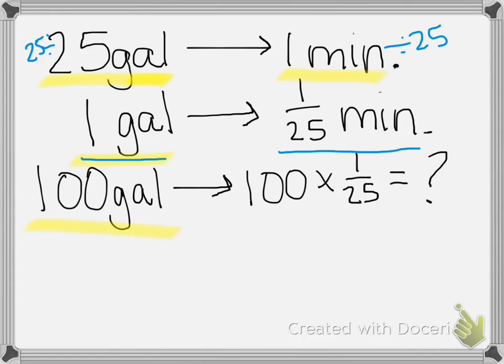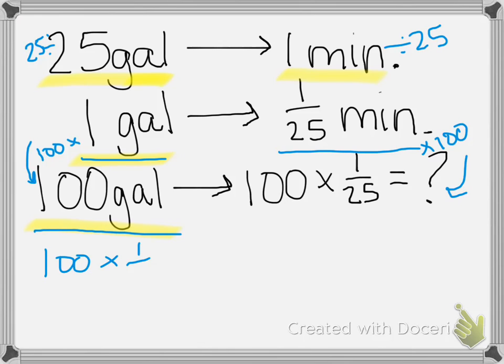So we want to know 100 gallons. So we need to multiply each side by 100, which will give us 100 gallons, but it also gives us this equation, 100 times 1/25, which we also know this 100 can be 100 over 1, because 100 divided by 1 is still 100.